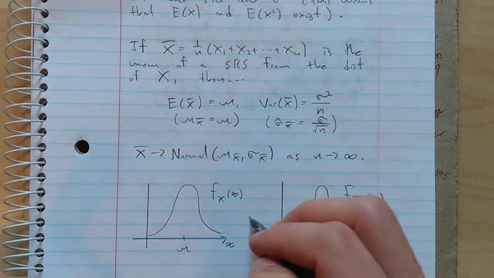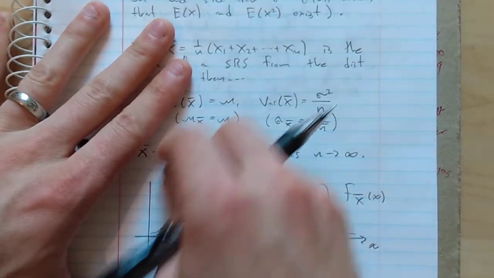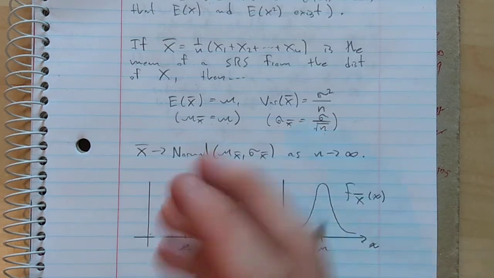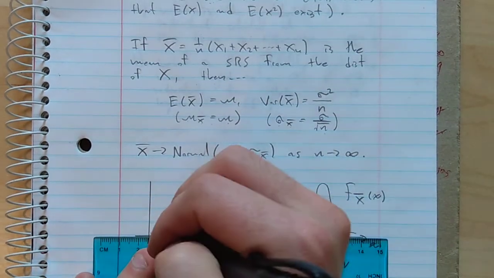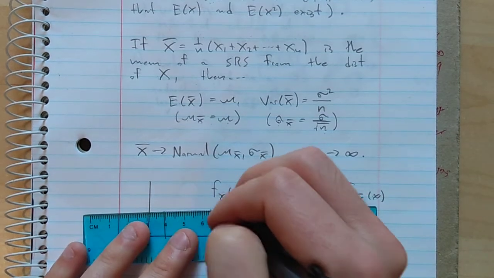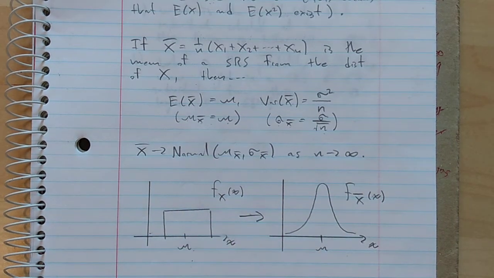But the remarkable thing is that even if this distribution is not a normal distribution, I don't actually assume I know anything about its shape. Maybe this distribution is a uniform distribution. And I take a sample from this distribution and I compute its average. I take another sample, compute its average, take another sample, compute its average. Then if my sample size is large enough, the distribution of those sample averages looks normal, despite the fact that this distribution wasn't normal at all.